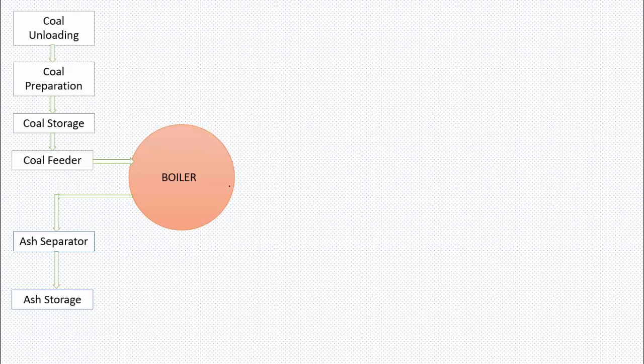So first thing we are going to see the coal and ash circuit. So initially, to the power station, that is the power plant, the coal will be supplied by means of railway tracks and trucks and ships, like that. The coal will be unloaded into the power plant from the coal mining station, right?